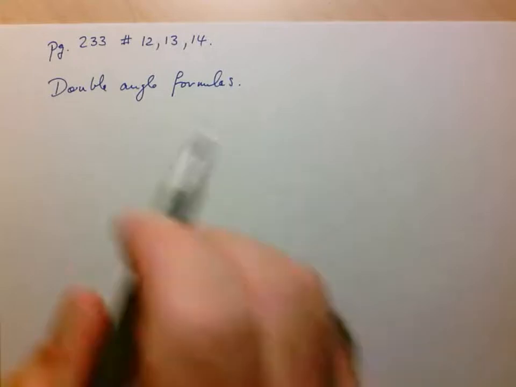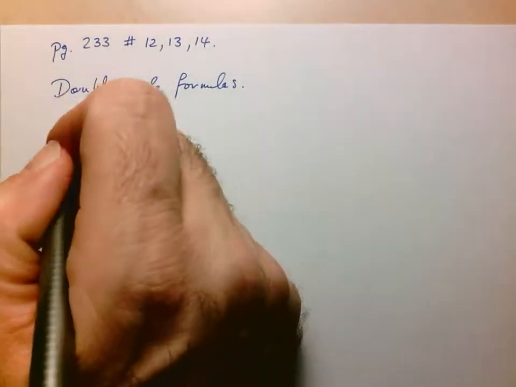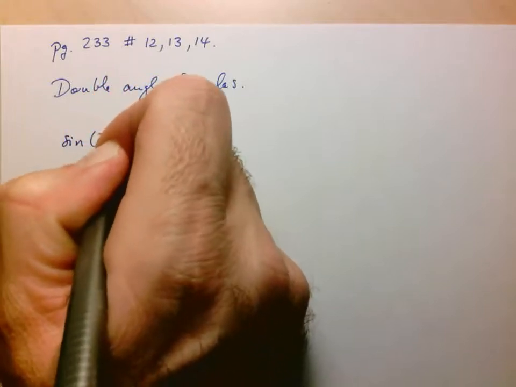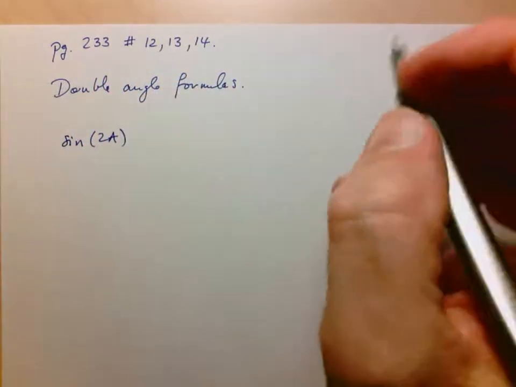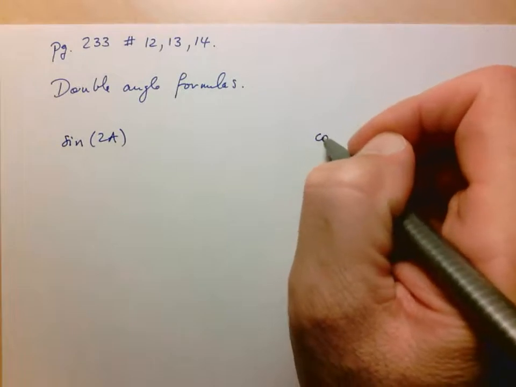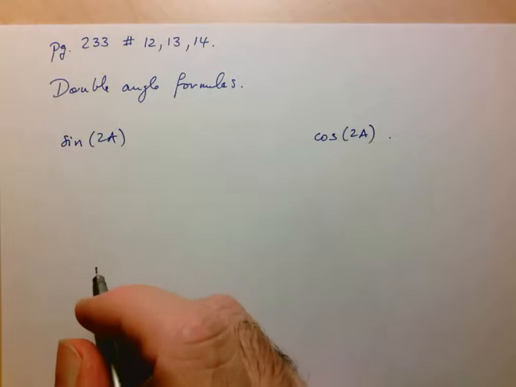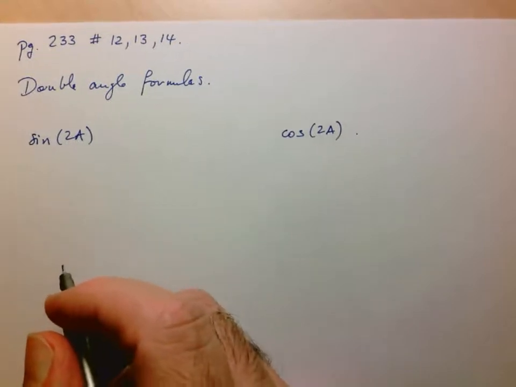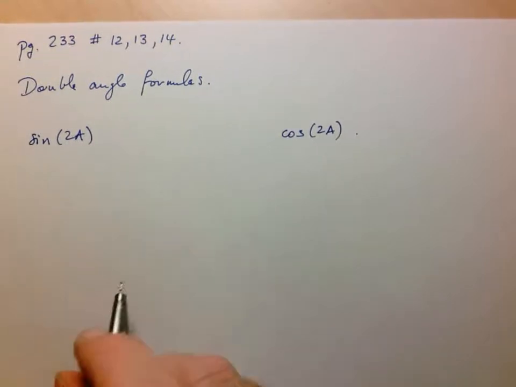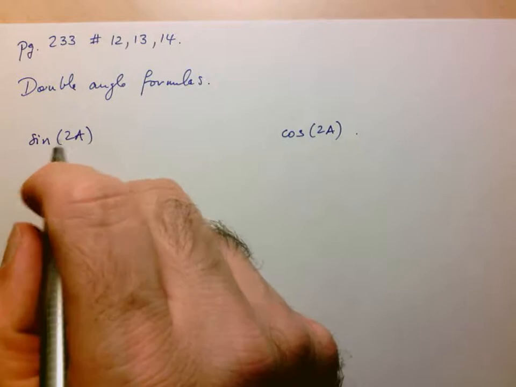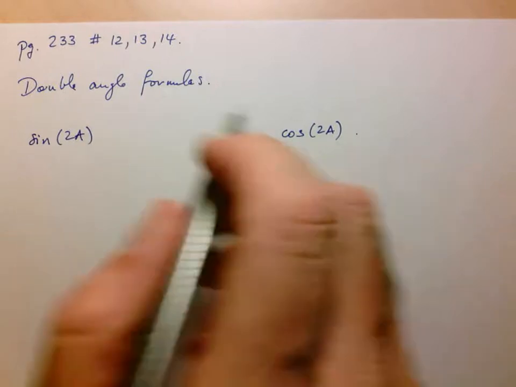Okay, so when we're talking about double angle, here we're talking about determining an expression for sine of 2A, and determining an expression for cosine of 2A. Let's see how we can do this, and we're going to see we can use a similar procedure in both.